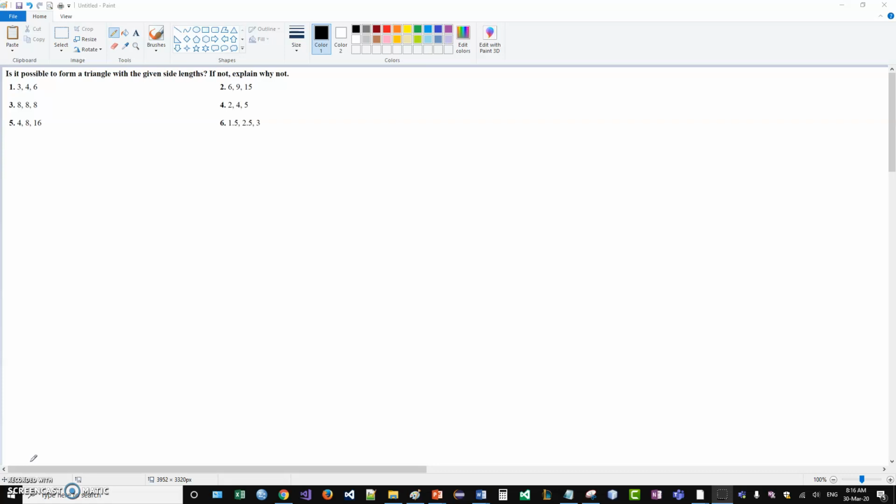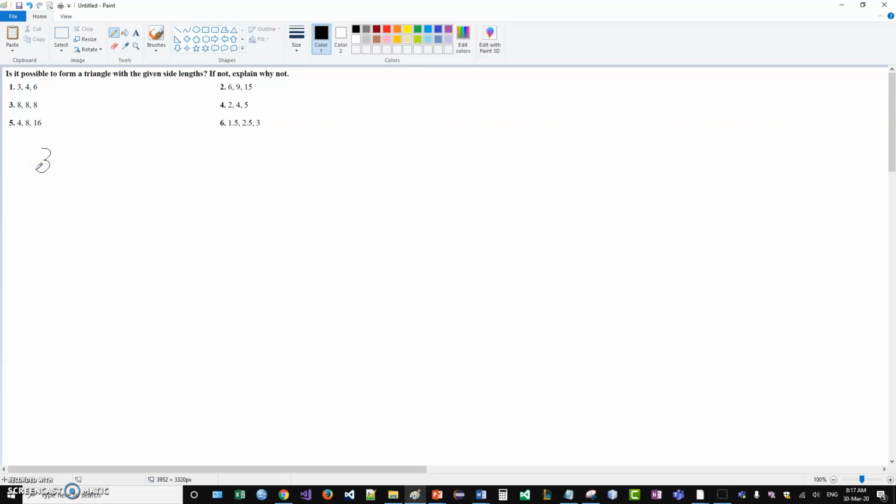We'll do some exercises today. Yesterday I think we did 1 and 2 from the study guide. Let's continue with 3, 4, 5, and 6. Is it possible to form a triangle with the given side lengths? If not, explain why not. Again, the triangle inequality theorem says that if the sum of any two sides is greater than the third, then that would be a possible triangle.